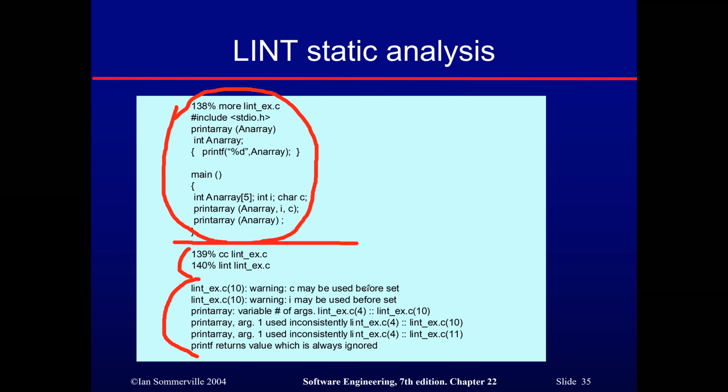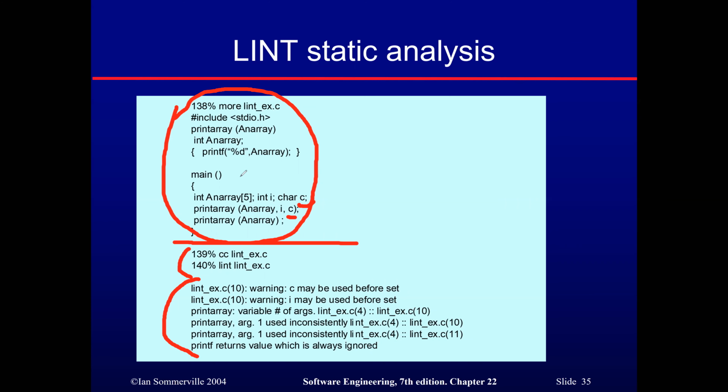Let's look at this example. "C may be used before set." Here it says that we use C, but we don't initialize it. So this is the 10th line. This is the 11th line. "Print array variable number of arguments."